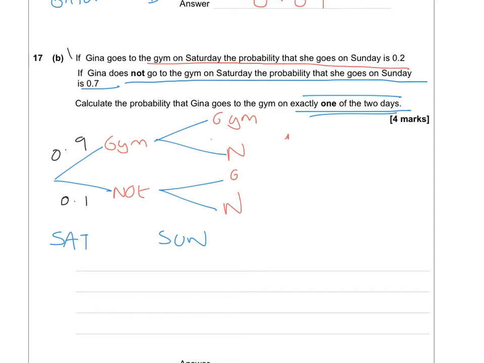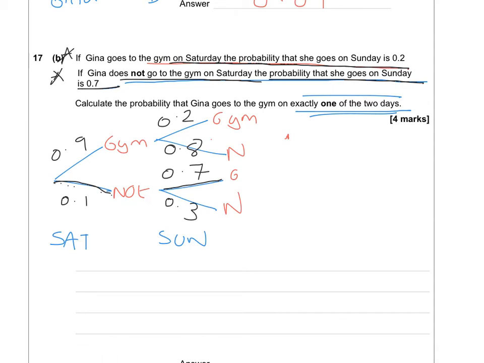If she goes to the gym on a Saturday, the probability that she goes on a Sunday is 0.2, which means the probability she doesn't go on a Sunday, if she went to the gym on a Saturday, is 0.8. If Gina does not go to the gym on a Saturday, following this path here, the probability that she goes on a Sunday is 0.7. The probability that she doesn't then go on the Sunday is 0.3.